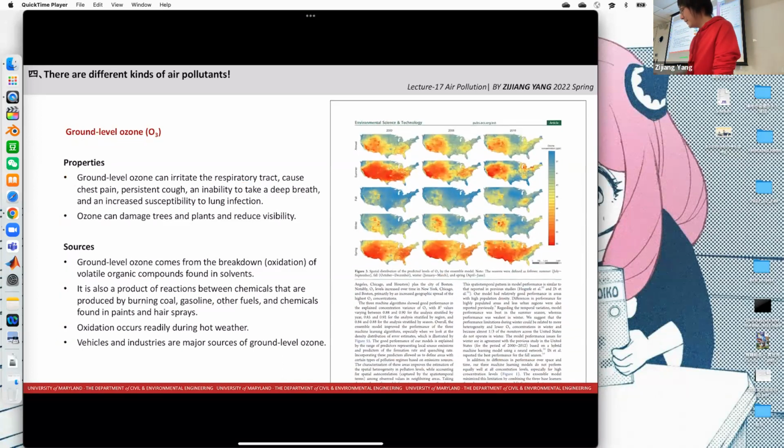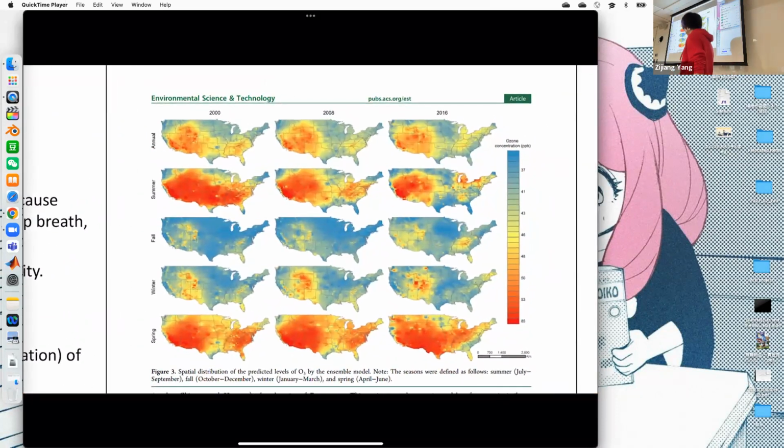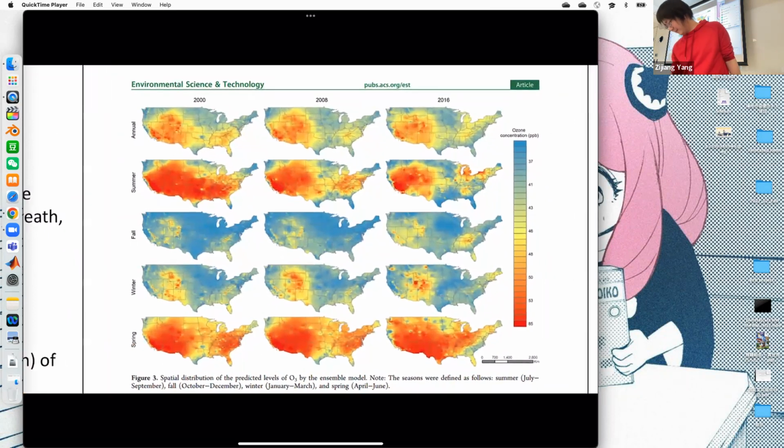And here is a picture of the spatial distribution of ground level ozone. This is a model, so they just use one model to do spatial interpolation to estimate the ozone concentration at every place in the United States. This shows the concentration of different years, and this shows the annual, summer, fall, winter, and spring.